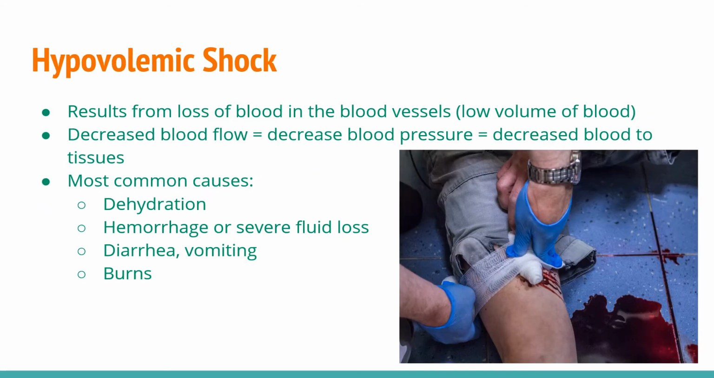Alright, so moving on to hypovolemic shock. This is probably one of the more common ones you're going to see. Basically, you're losing blood or fluid in the blood vessels. Okay, so you have decreased blood flow. Obviously, a hemorrhage would be a likely cause, but you just think if you have decreased blood flow, you're going to have decreased blood pressure, which is going to lead to decreased blood, obviously, to the tissues.